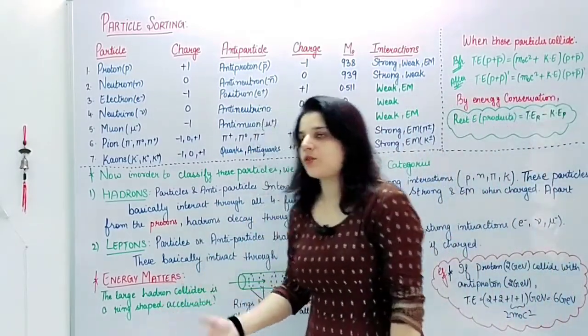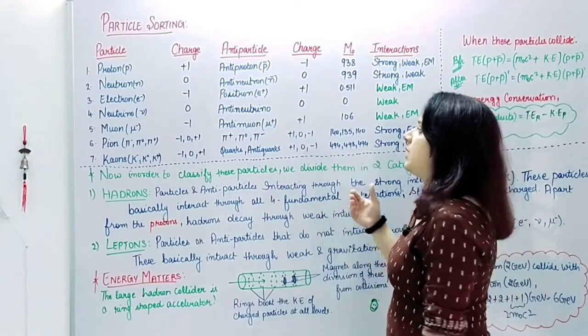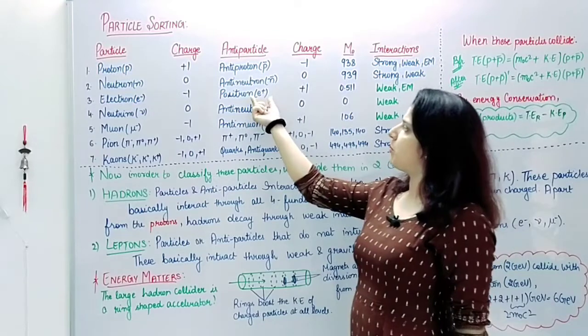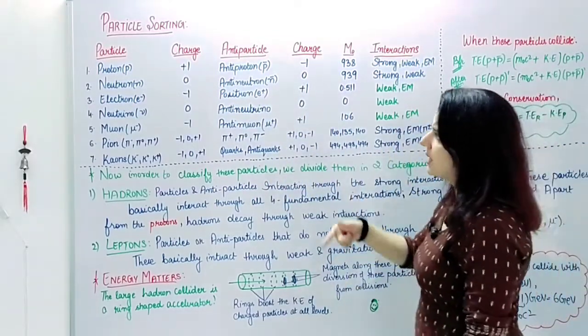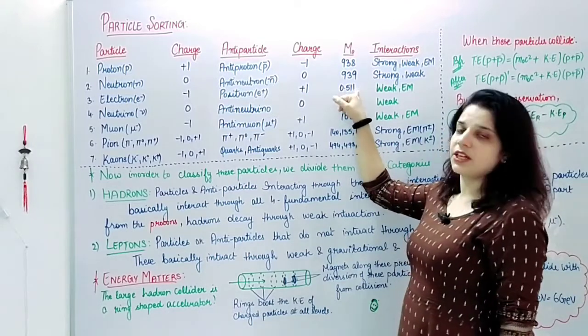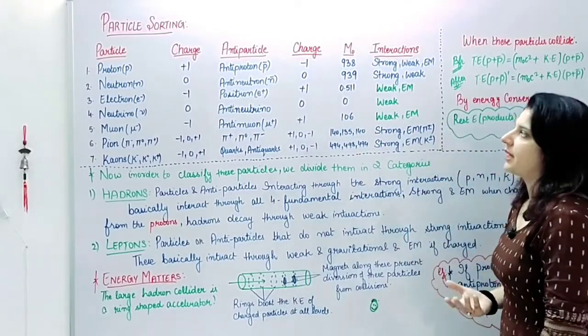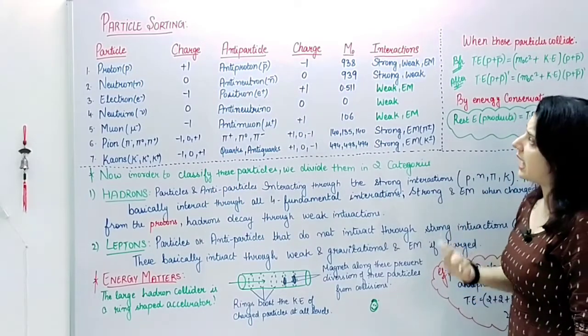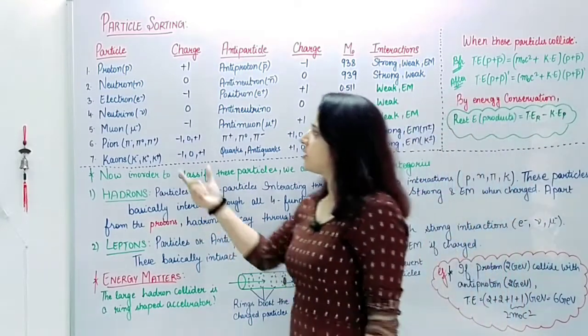Next particle is the electron, negative charge. Positron will be its antiparticle, denoted by e negative and e positive, having the positive charge. Rest mass, I already told, the rest mass of the electron is 0.511, and the electron is a charged particle, so it will show the weak interactions and the electromagnetic interactions. It will not show the strong interactions.